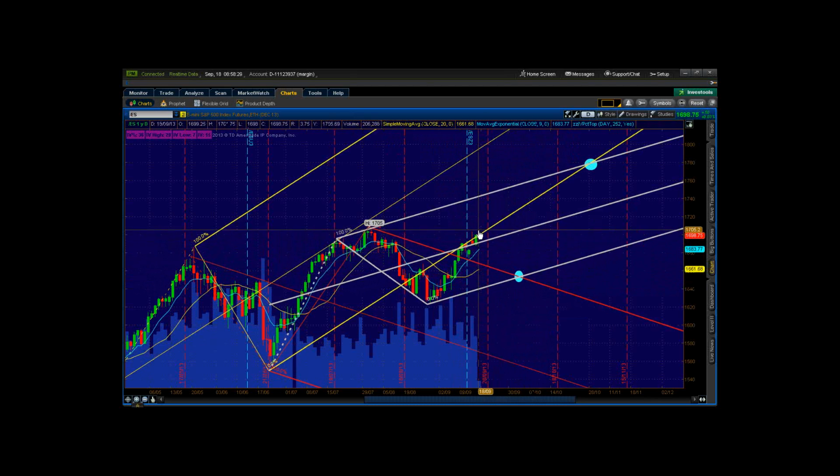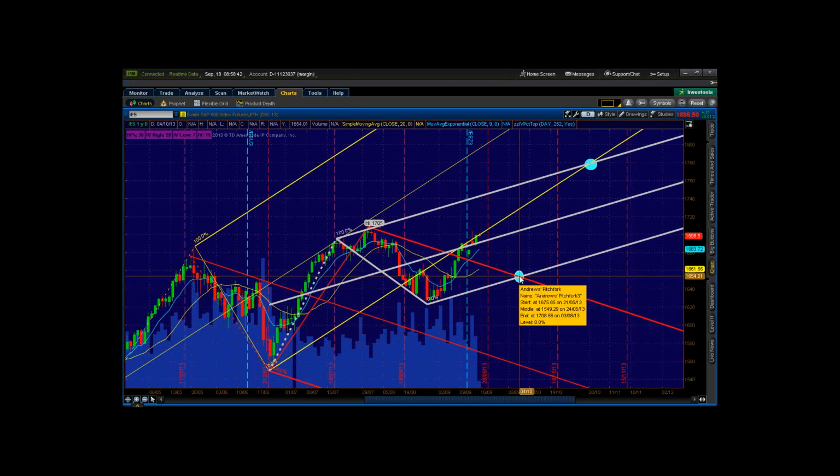If we see failure and we come back down into the lower channel of the modified shift fork, then we're likely to come down and hit this energy point. And there's also a composite high volume node down there as well.